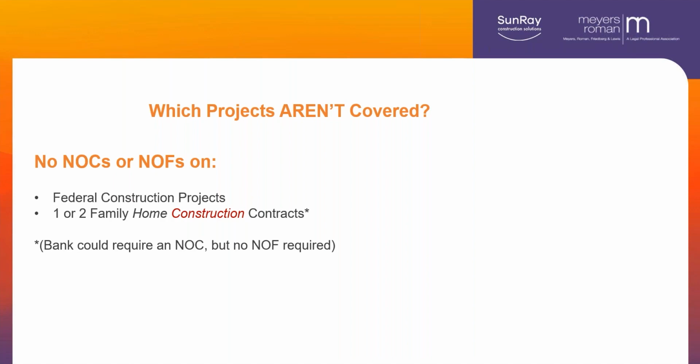Also, 1 or 2 family home construction projects. I have that highlighted because there's home construction and home purchase contracts. Home construction contracts, the example, you're having your house remodeled, or you're putting a deck on, something like that. There's no notice of commencement on that. Now, bank could require it because they want to be sure that they have their mortgage has priority over everything else. So they can do it, but that doesn't mean you have to do a notice of furnishing. But if you see that, you have to ask yourself the question, is this home construction or home purchase?